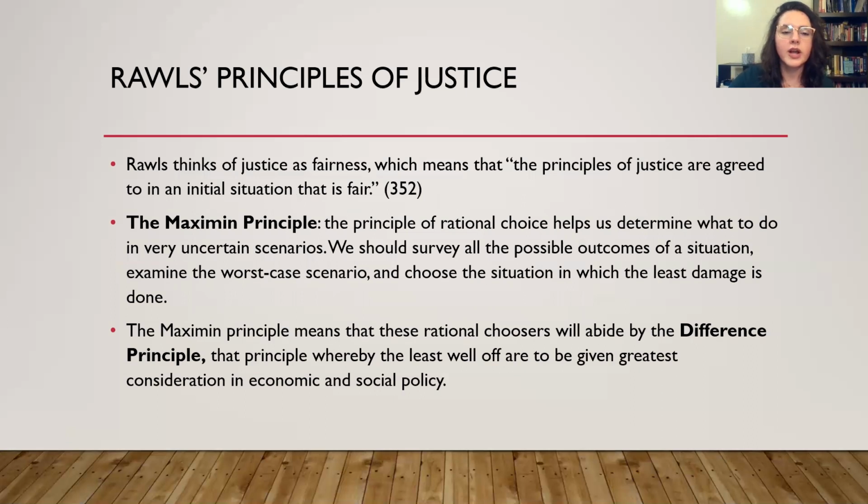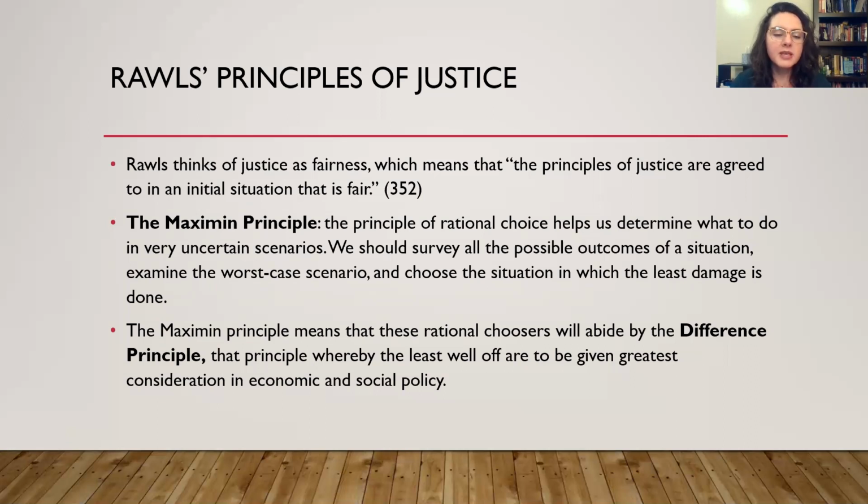All right, so Rawls has two basic principles of justice. So Rawls thinks of justice as fairness, and that means that the principles of justice that are agreed to in an initial situation that is fair. Part of this fairness arises from people who are making the laws. They don't know where they fall in that particular society, and the fairness arises out of the veil of ignorance.